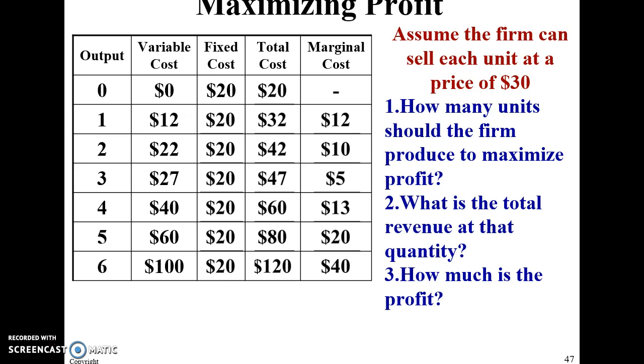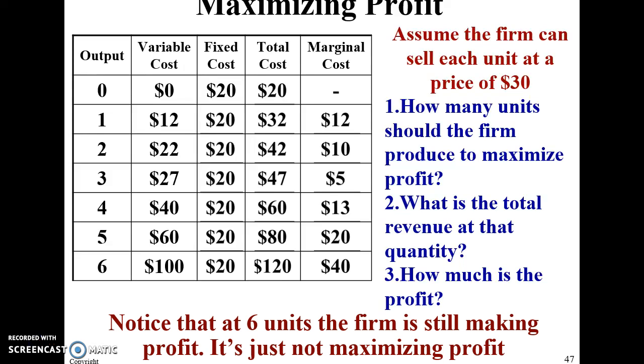Alright, so assume that the firm can sell each unit at a price of $30. How many units should the firm produce to maximize profit? So what is the total revenue at that quantity? How much is the profit? So notice that at 6 units, the firm is still making profit. It's just not maximizing profit.